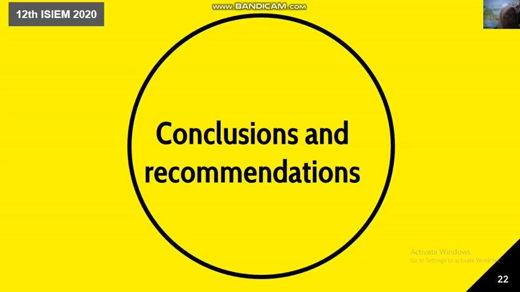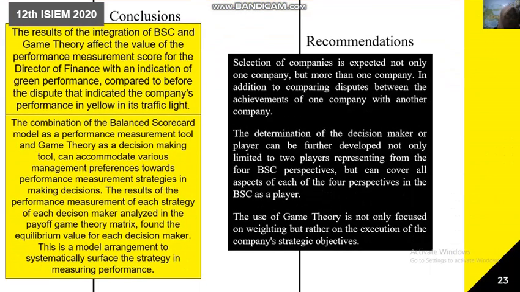Conclusion and recommendation. Conclusion: before integrating balanced scorecard and game theory, the PTX performance is yellow in its traffic light, but after integrating balanced scorecard and game theory, the PTX performance is green in its traffic light. Recommendation: there are 3 recommendations that should be done by the next researcher in order to get better results.